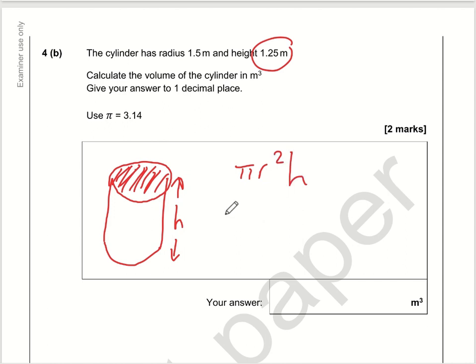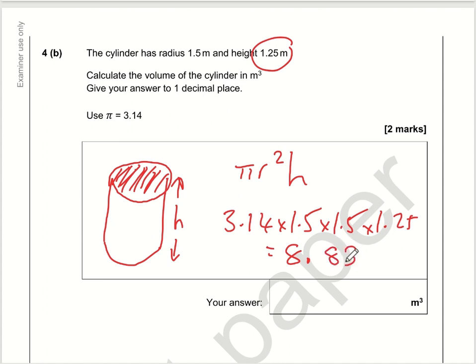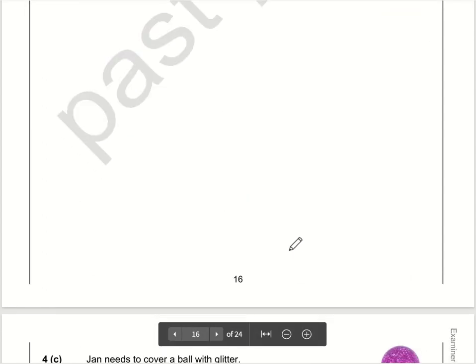Now pi is 3.14, so it's 3.14 times 1.5 squared, so times 1.5 times 1.5 times 1.25, and that comes to a total of 8.83125. We want one decimal place, so we're interested in the second decimal place. It's less than 5, so that will round down to 8.8 cubic meters.